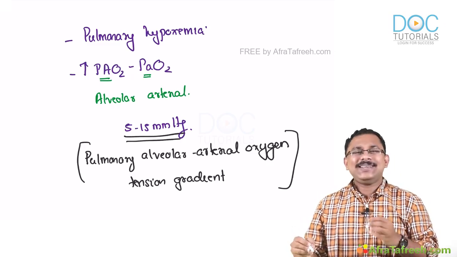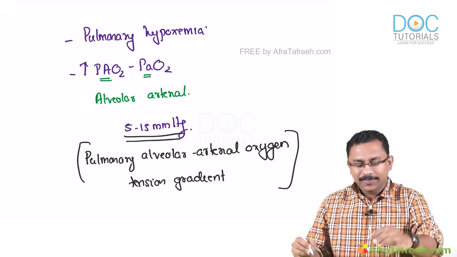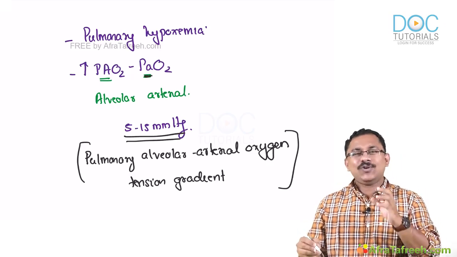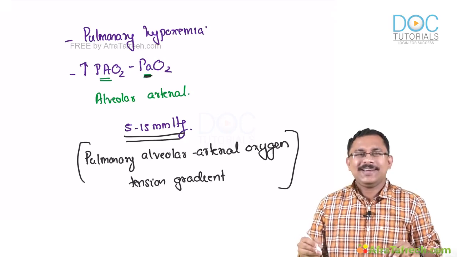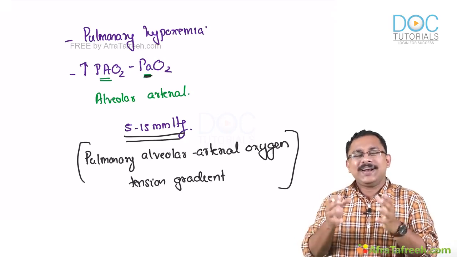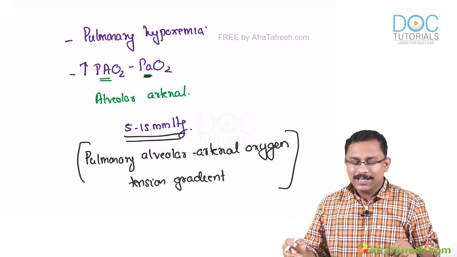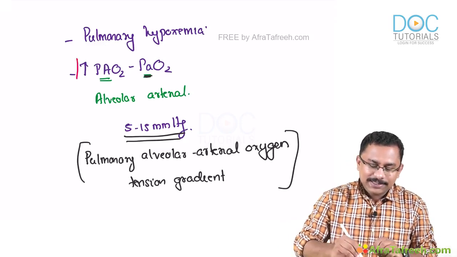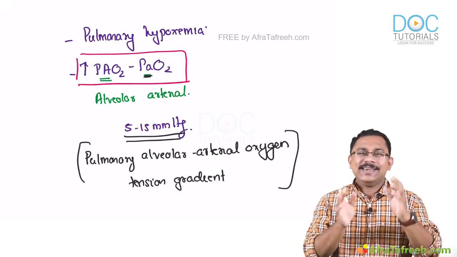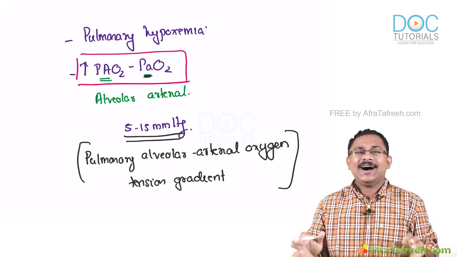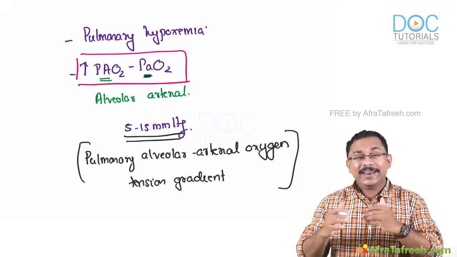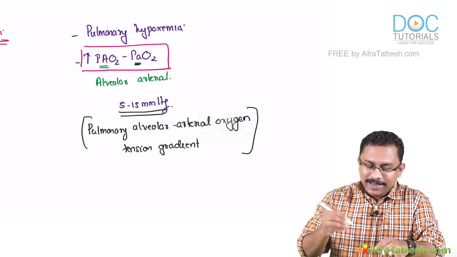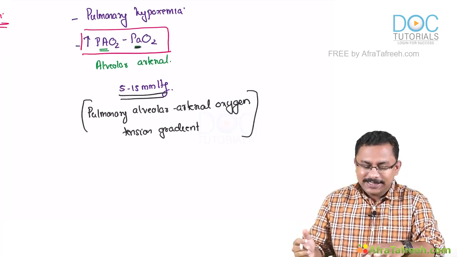But what happens in case of pulmonary embolism is that, see, your arterial oxygen, will it be normal or will it be reduced? Definitely will be reduced, because the arteries are not getting enough oxygen. So because of that, in case of pulmonary embolism, this gradient increases, because the alveoli is having oxygen but the arteries are not having oxygen. So the gradient is actually increasing.